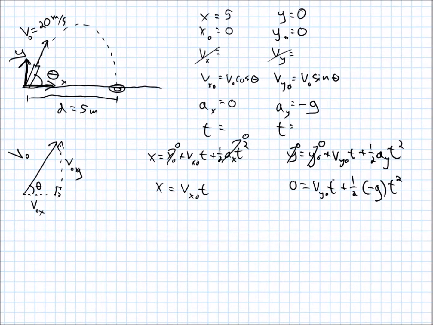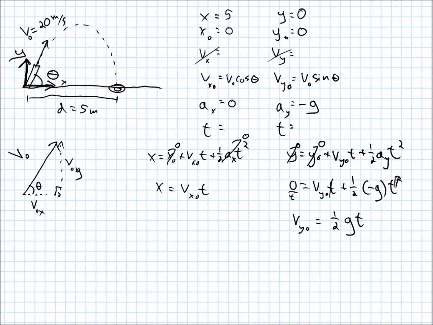So let's divide through by t. That gets rid of 1 because 0 divided by t is still 0. And let's also move over one of these terms, and we get vy initial is equal to 1/2 positive gt. And you can double check that.